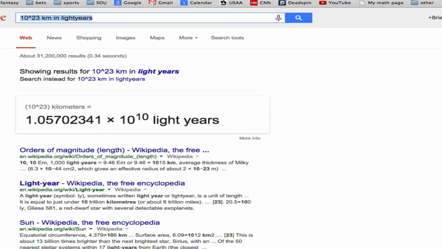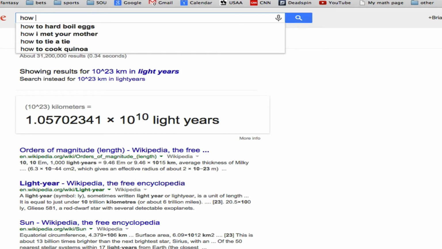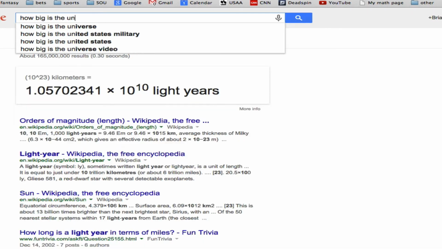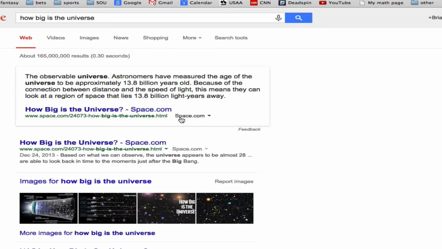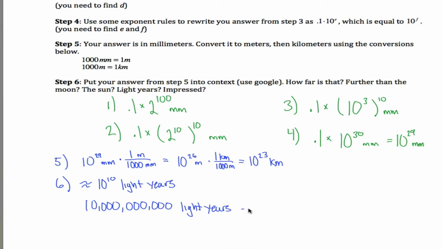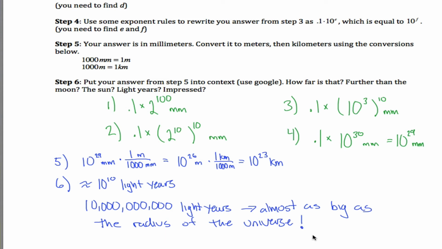10 billion light years? This is what I did. I said, how big, Google, is the universe? Tells me the observable universe is 13.8 billion light years. I guess that would be the radius of the universe. That's ridiculous. This is almost as big as the radius of the universe. Not the solar system, not our galaxy, nothing like the universe.